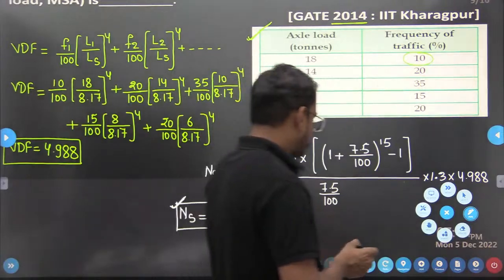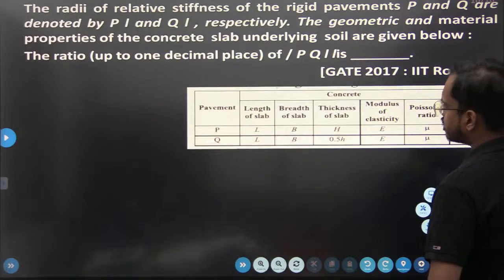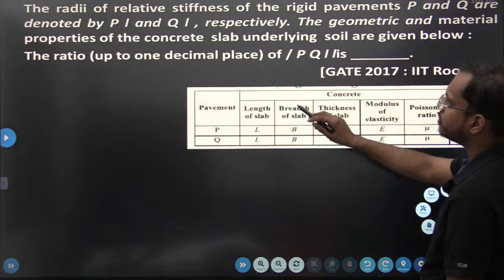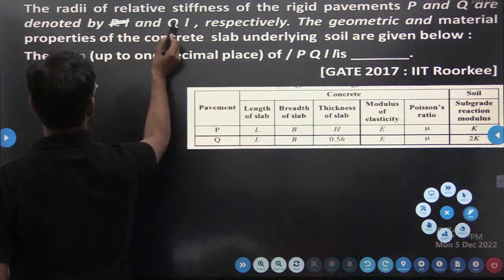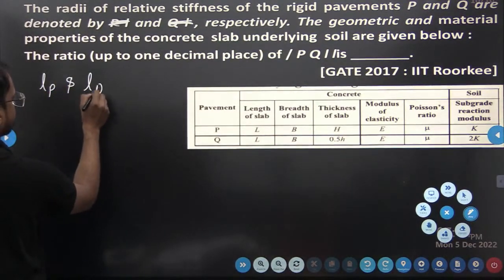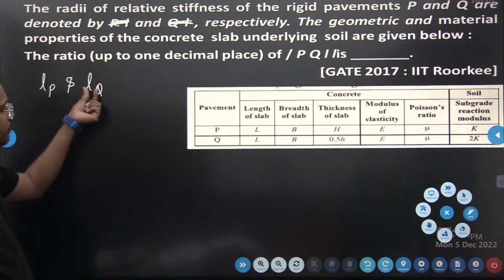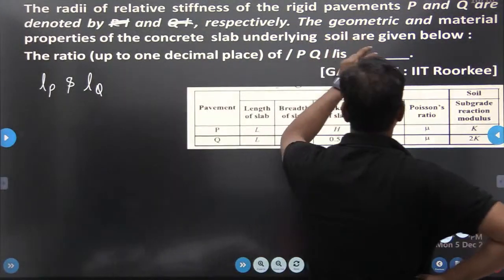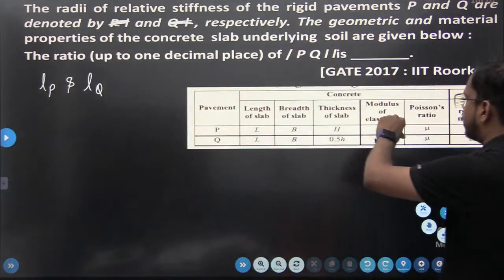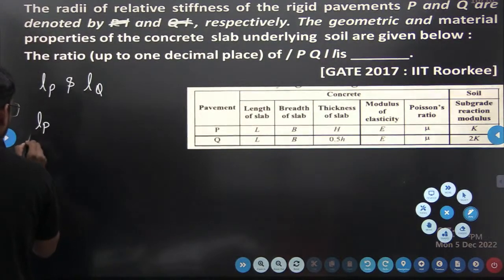Now the next problem, which is very easy. The radius of relative stiffness of rigid pavements P and Q are denoted LP and LQ, the radius of relative stiffness of pavement P and pavement Q respectively. The geometric and material properties of the concrete slab and underlying soil are given below. The main question is, what is the ratio of LP upon LQ?